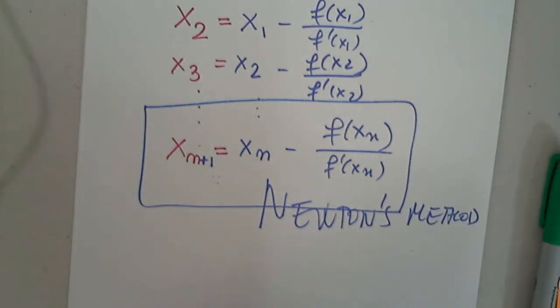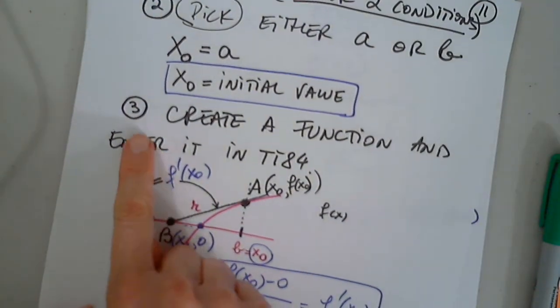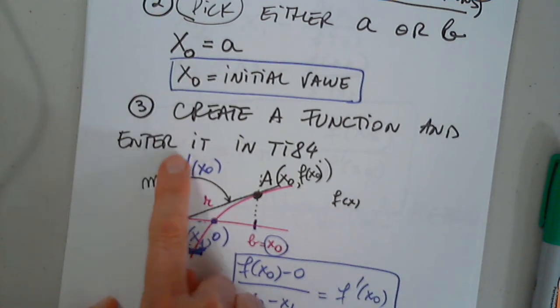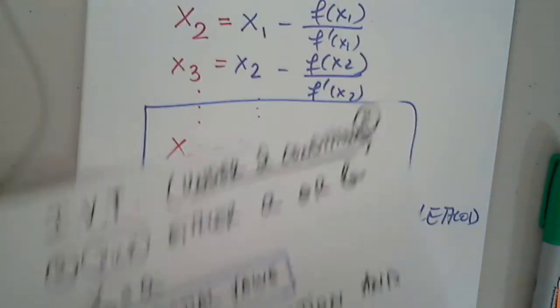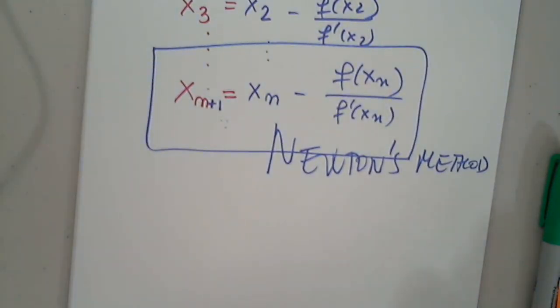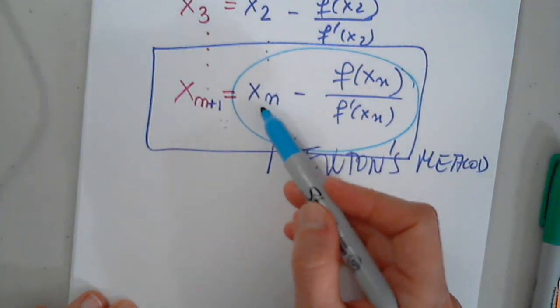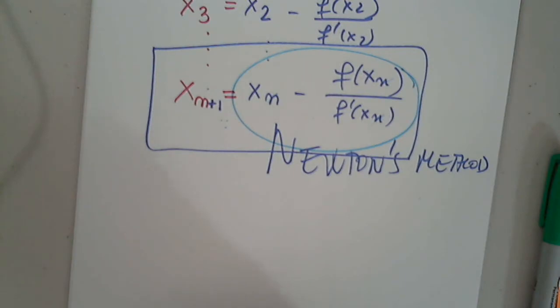So coming back to my steps, knowing now what the process is doing, I'm creating a function and entering it in the TI-84. What function am I going to enter? This is the function I'm going to enter, without the suffix.